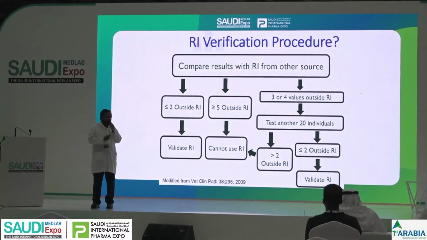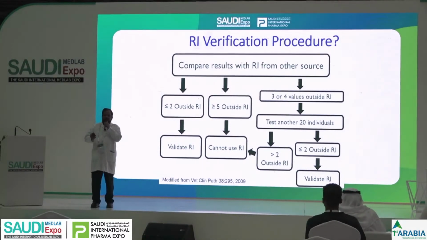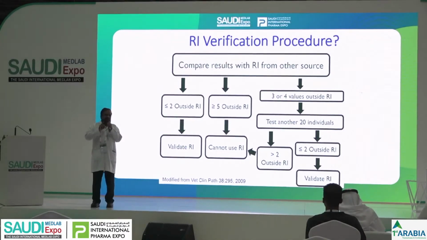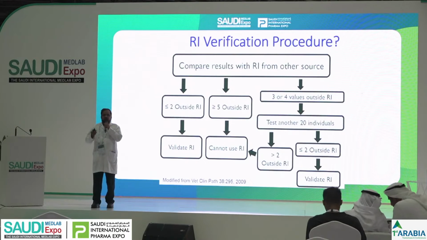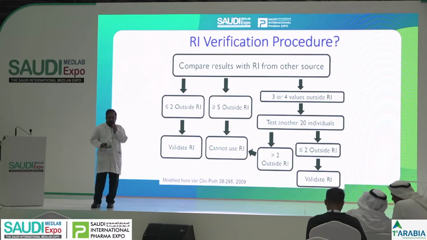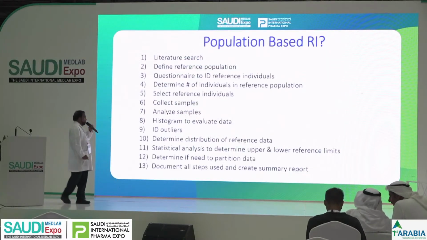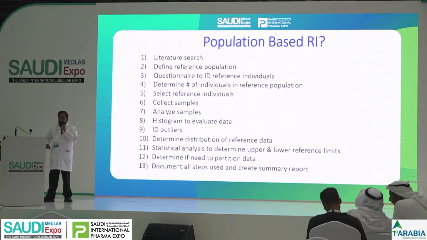If you run 20 samples and 18 are in, the reference interval is verified. If 5 or more samples are out, the reference interval is not verified. So what to do? Then you collect 120 samples and establish your own reference interval, and forget this one. In that case, we call it a population-based reference interval.